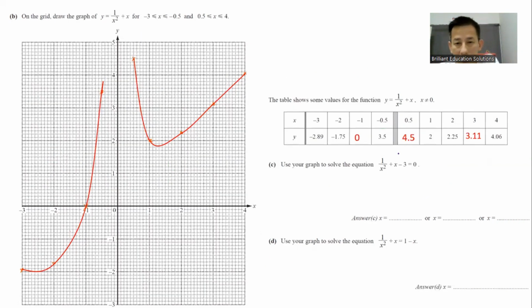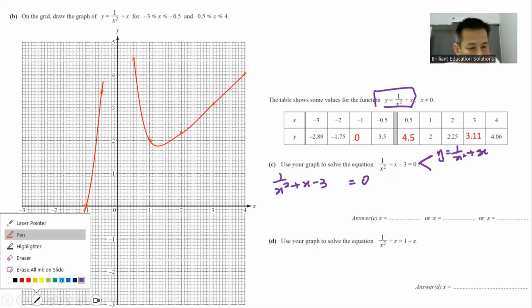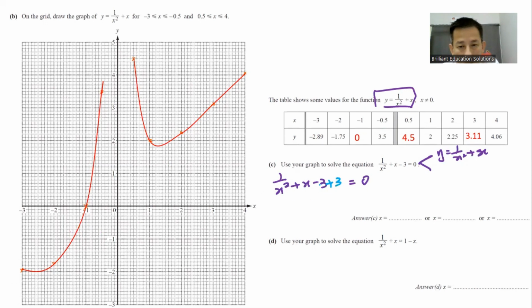Okay. So use your graph to solve the equation. The first equation is y equal to 1 over x squared plus x here. But if you notice, in this equation, it is combined, therefore we need to split it. So we have 1 over x squared plus x minus 3 equal to 0. To get rid of the minus 3, you plus 3 on both sides. So you get 1 over x squared plus x equal to 3.